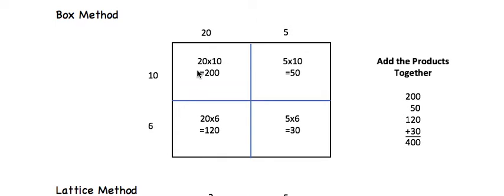So up here in the upper left we do 20 times 10, you get 200. 5 times 10, you get 50. Then coming down here to the bottom left we do 20 times 6, you get 120. And over here in the bottom right you get 5 times 6, which is 30. And then, now that we have all these products, we add them all together over here on the right, lining them up. So you get 200, 50, 120, plus 30, and all of that adds up to 400.